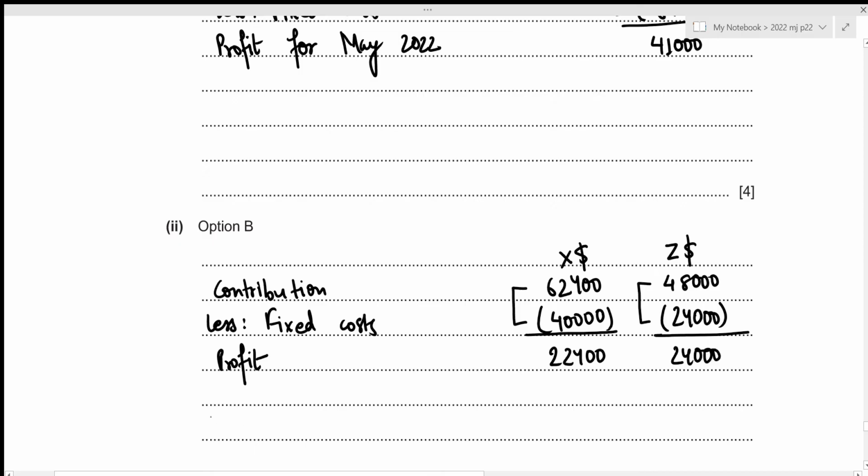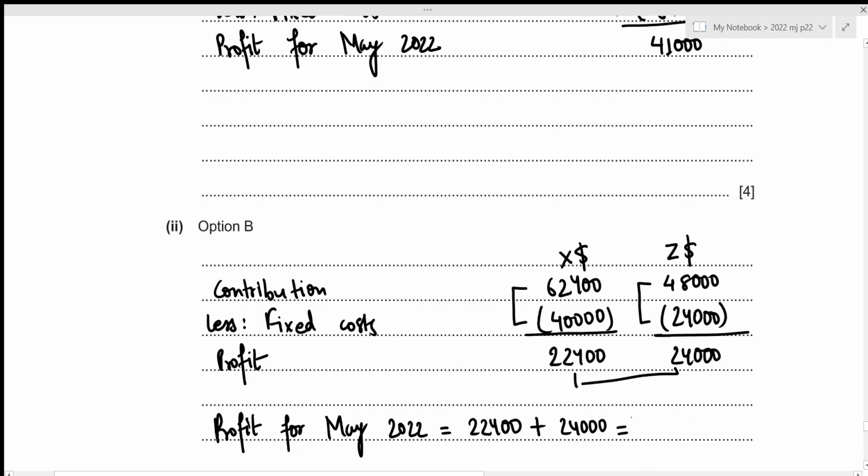Now we figure out the profit for May 2022. That's going to be the sum of these two profits. So that's 22,400 for X plus 24,000 for Z. And this gives the total profit for May 2022 to be 22,400 plus 24,000, which results in the value of 46,400.